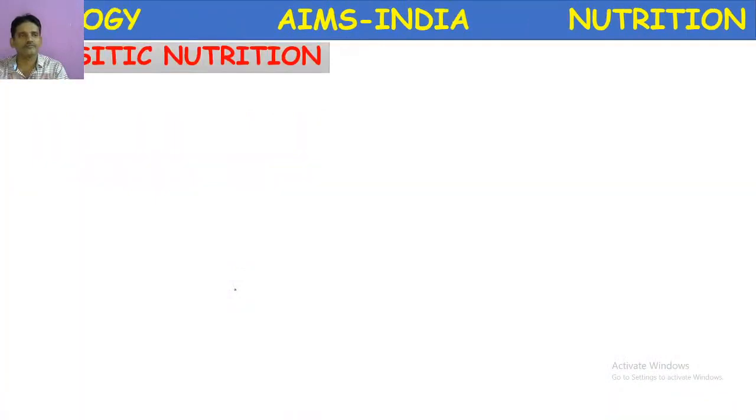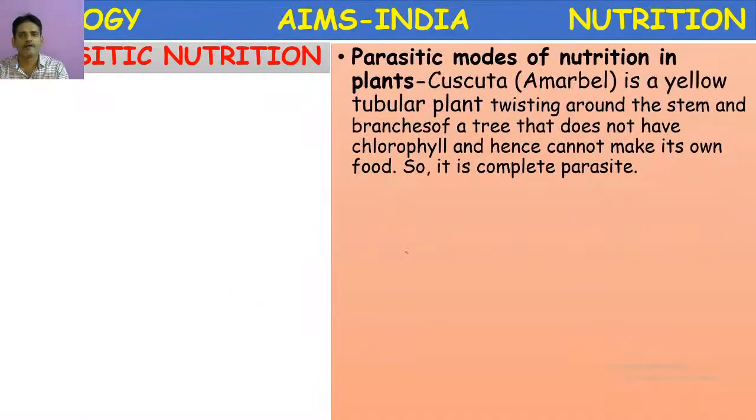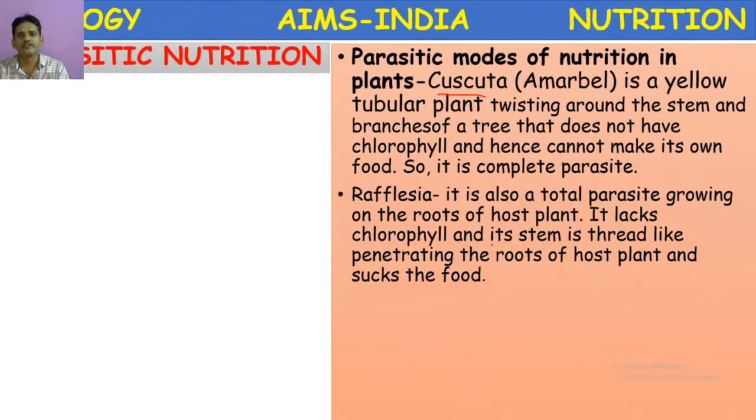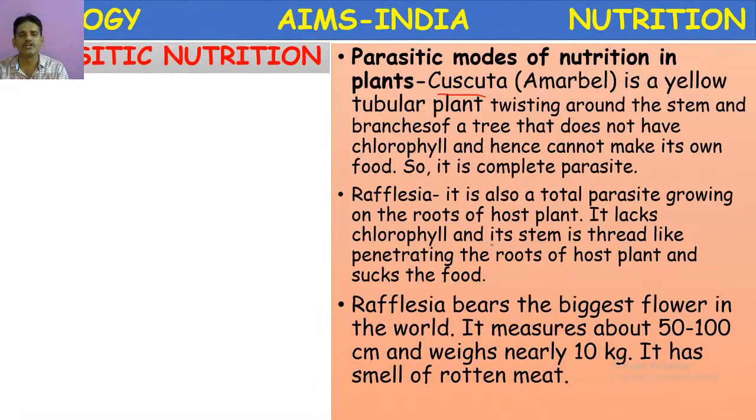Next, the parasitic mode of nutrition. Cuscuta is also called amarbel. It is a yellow tubular plant twisting around the stem and branches of a tree that does not have chlorophyll and hence cannot make its food. So it is a complete parasite. We can consider Cuscuta a complete stem parasite. These parasites are of two types: stem parasites and root parasites.